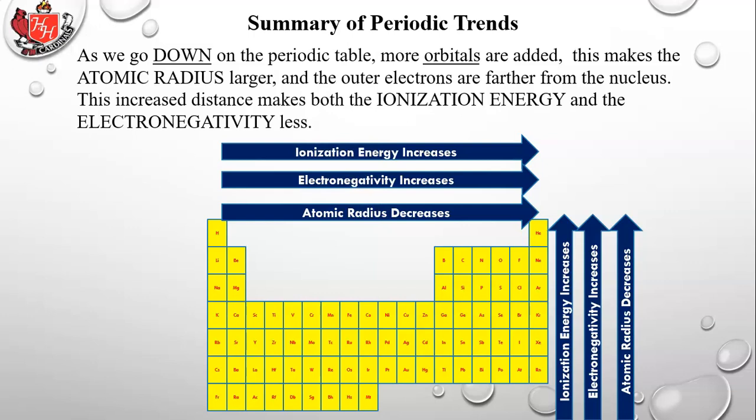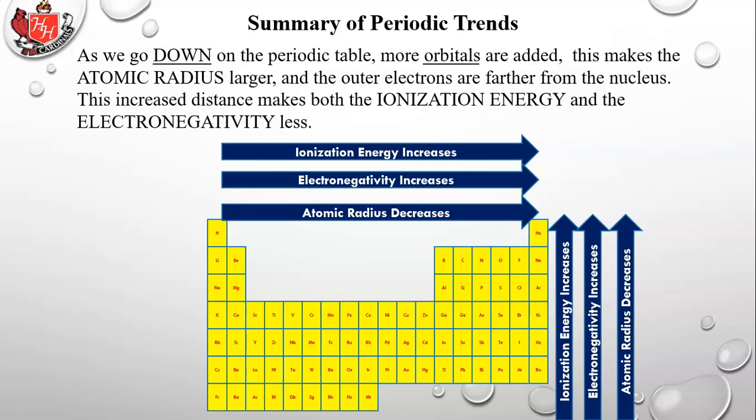As we go down on the periodic table, more orbitals are added. This makes the atomic radius larger, and the outer electrons are farther away from the nucleus. This increased distance makes both the ionization energy and the electronegativity less. More orbitals, more electrons, means that it's more difficult for the atom. We used bromine in our previous lessons as an example. It makes it harder for them to pull in outside electrons.